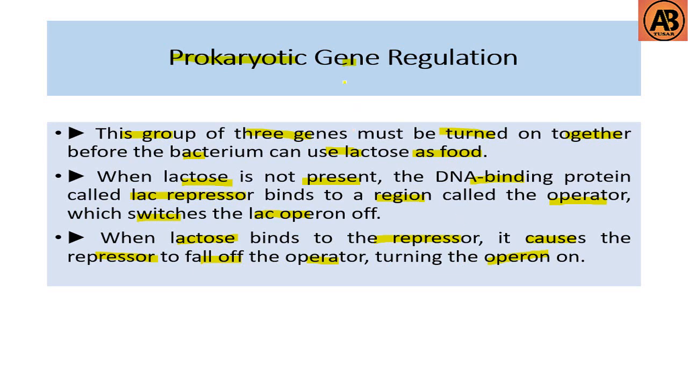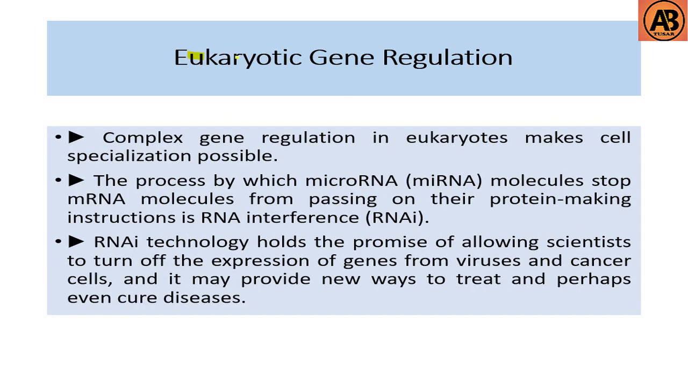Then in case of eukaryotic gene regulation, transcription factors are DNA binding proteins. They control the expression of genes in eukaryotes by binding DNA sequences in the regulatory regions. Complex gene regulation in eukaryotes makes cell specialization possible.